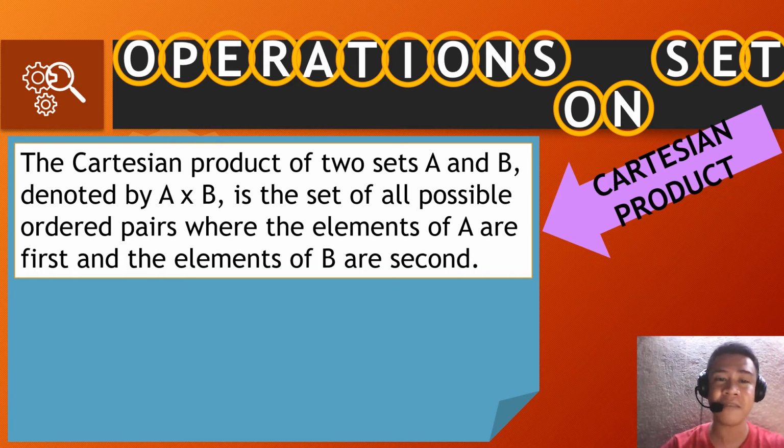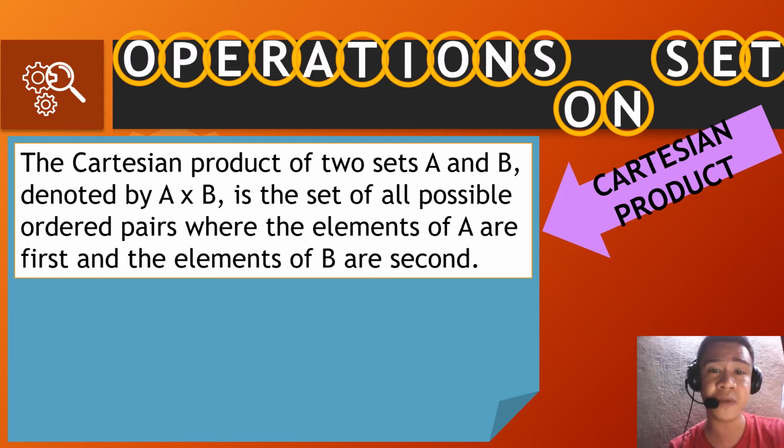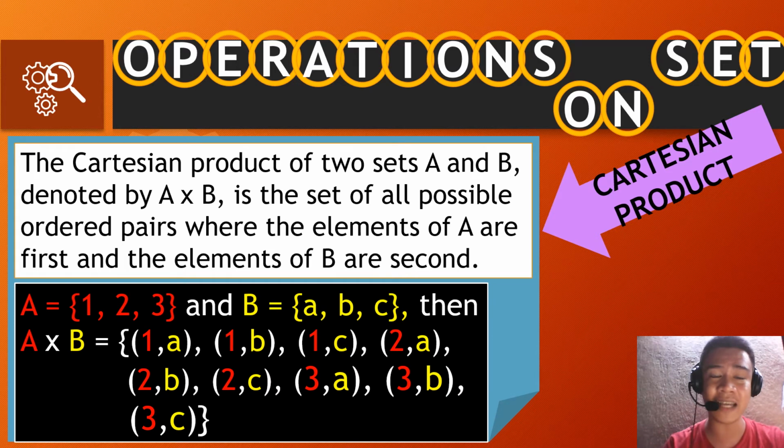So, ibig sabihin na yung A times B must be the set of ordered pairs. Ordered pairs, ibig sabihin partner po. Na yung first element of an ordered pair must be the element na makikita sa set A. At yung second element ng ordered pair is the element na makikita sa set B. Okay, magbibigay tayo ng example.